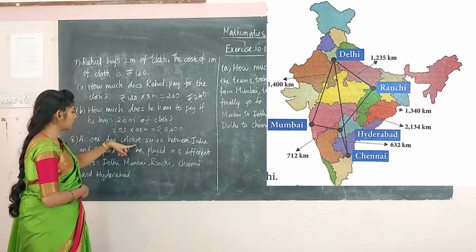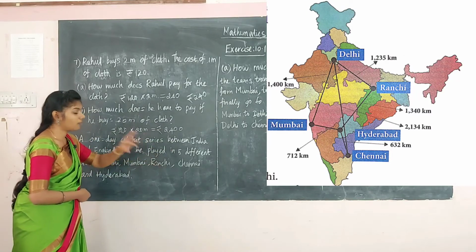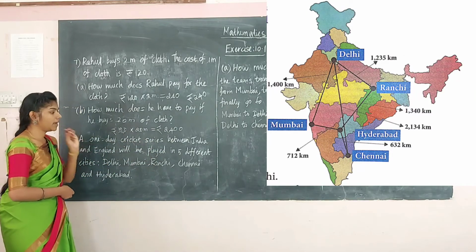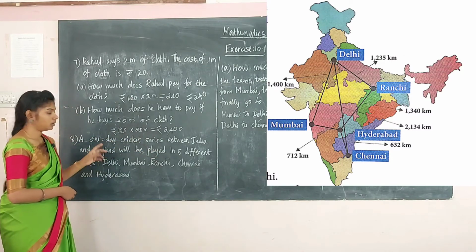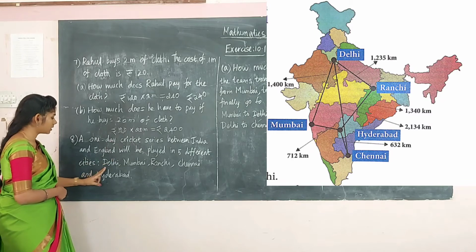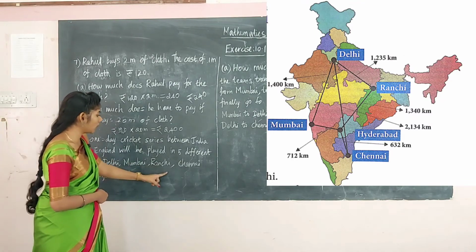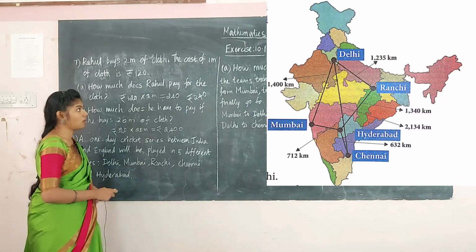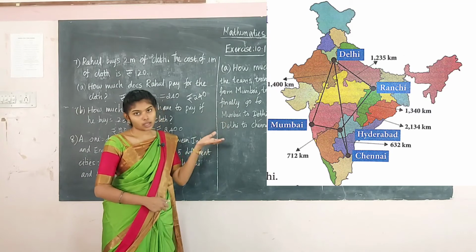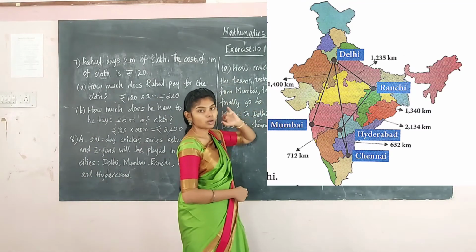A one-day cricket series between India and England will be played in 5 different cities. In 5 different cities they are going to play between India and England. Cricket series, one-day cricket series. So the 5 different cities are given: Delhi, Mumbai, Ranchi, Chennai and Hyderabad. Totally 5 cities they have mentioned. So here the distances are given in the map, the Indian map. And for the first question, with that only we are going to find.